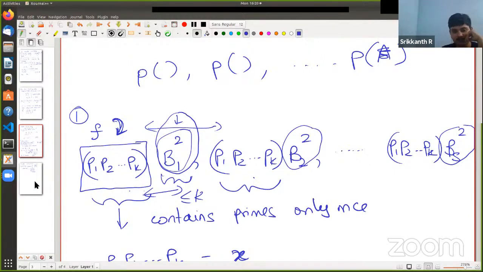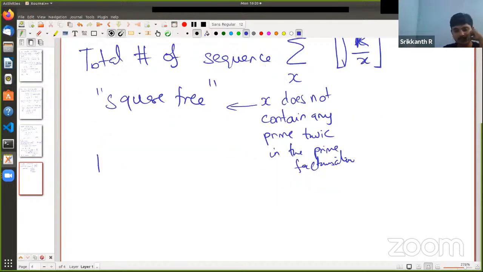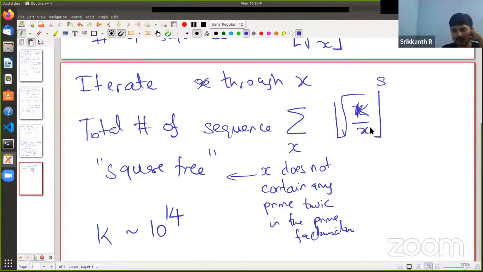And to count the total number of sequences, all we have to do is sum over all x such that x does not contain any square factor, of square root of k by x to the power s. Unfortunately, in the problem, k is 10 power 14, so we cannot hope to evaluate this for all numbers x from 1 to k.